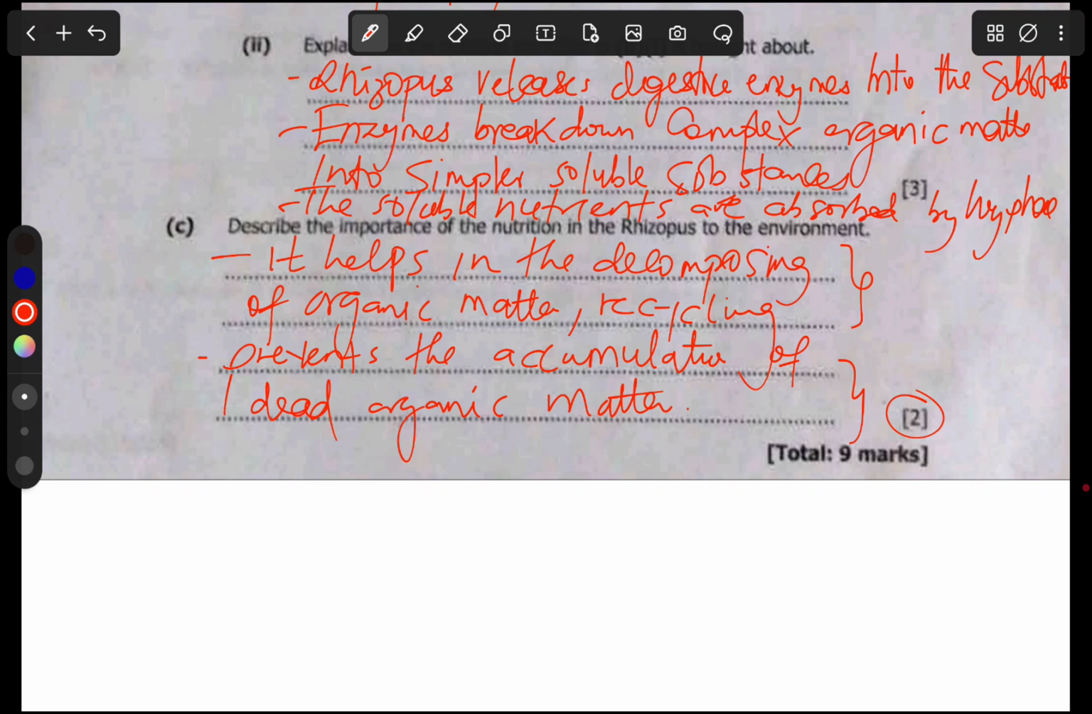The issue of food in your mind, remove it. The question was talking about the environment and that nutrition, not the rhizopus itself to the environment or to you. And it's good that they specified, they said to the environment. Otherwise, if it was open, the issue of food could have come about.